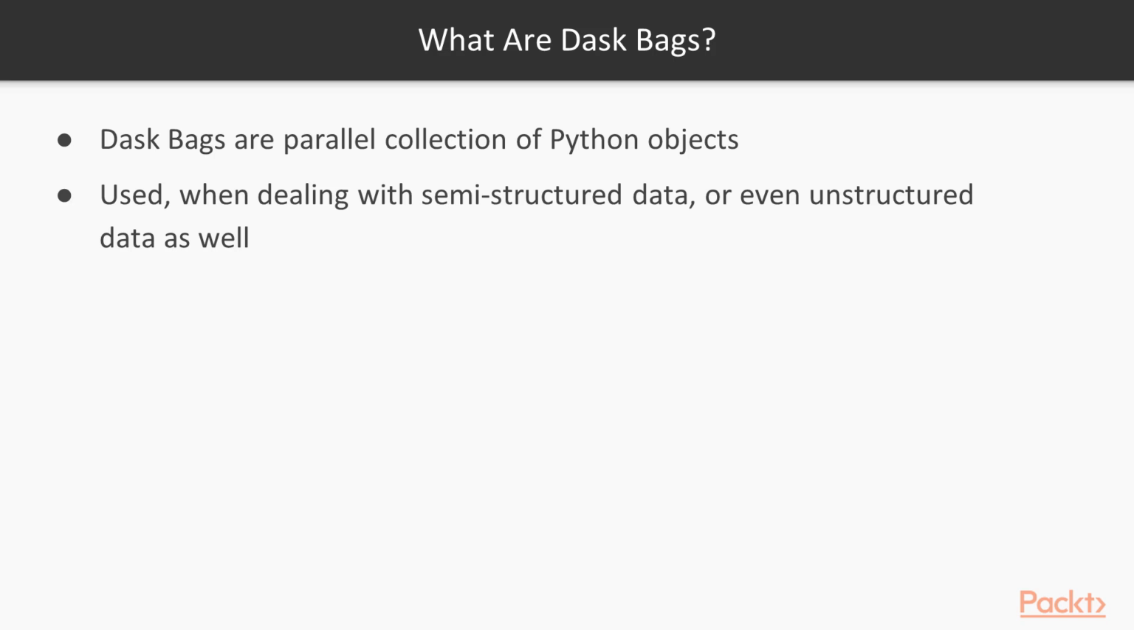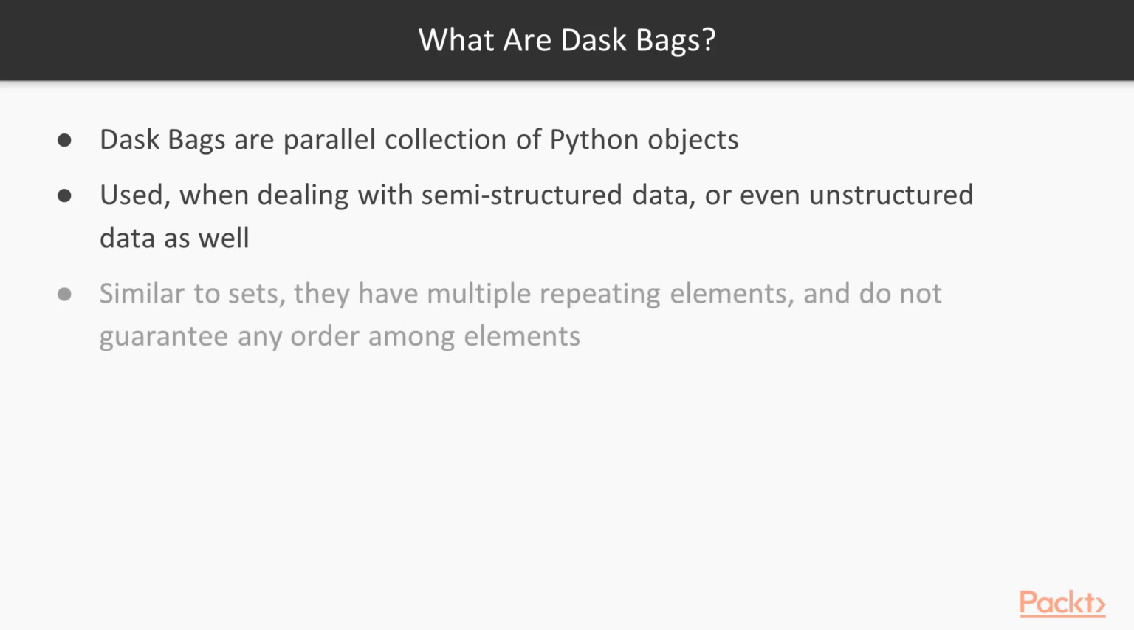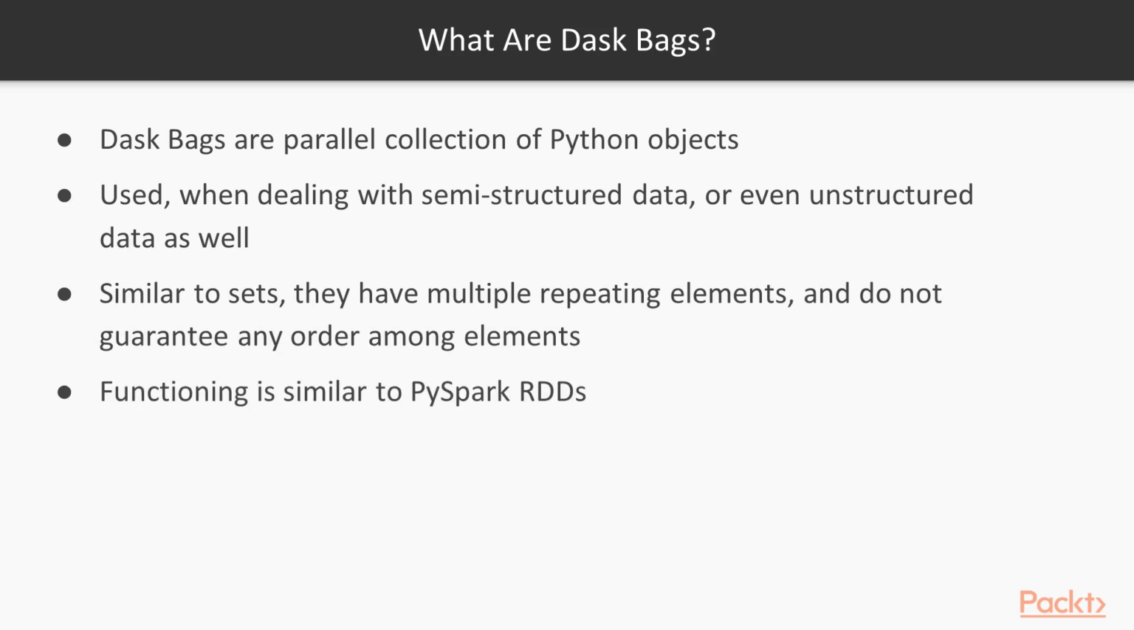So, think of Dask arrays as parallel NumPy arrays. Dask data frames are parallel versions of data frames or structured data. So Dask bags is nothing but a parallel collection of any generic Python object. So any Python object, you can just put it into a Dask bag. They are similar to sets, but they can have multiple repeating elements and do not guarantee any order among elements. The closest thing in functionality to Dask bags are PySpark RDDs.